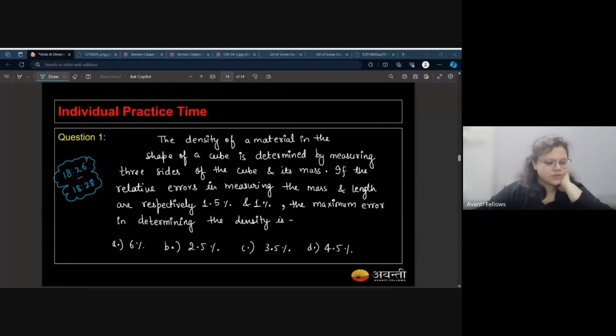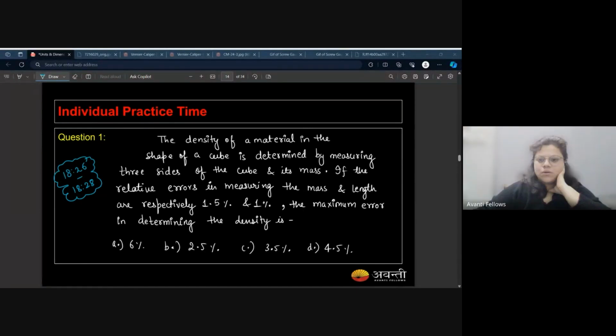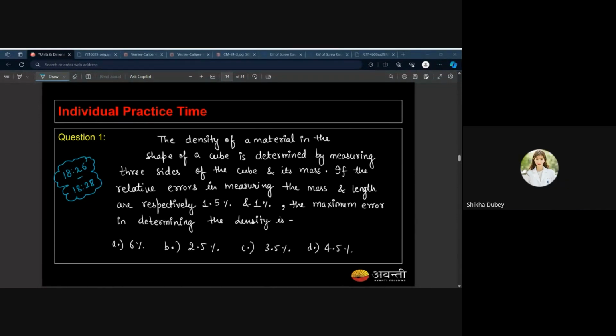Is there any issue with the screen? No, ma'am. It is visible. Oh, okay, Shikha. Can you refresh it from your side? Okay, ma'am, let me try. Okay.